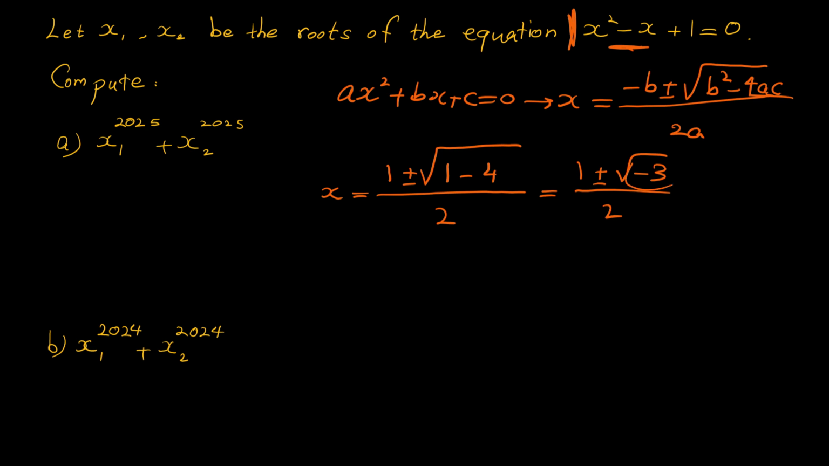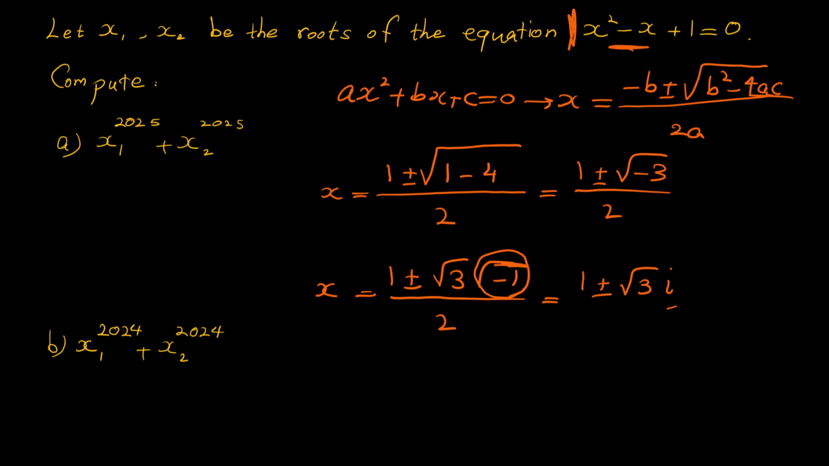As you can see, inside the radical we have a negative number, and this shows that the roots of this equation are not real numbers. The roots are complex numbers. x equals 1 plus minus radical -3, which is basically radical 3 times radical -1, all over 2. As you know, in the complex numbers, radical -1 is defined as i. So x equals 1 plus minus radical 3 i all over 2.